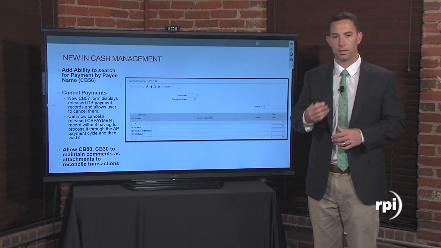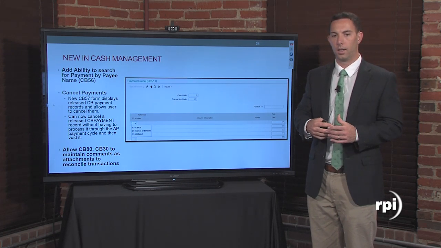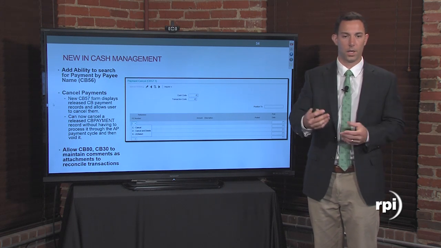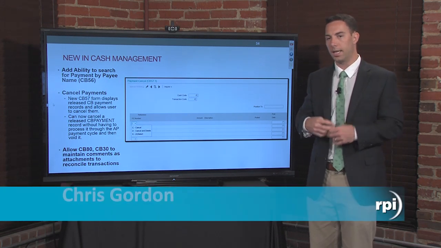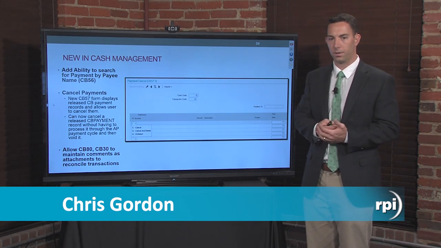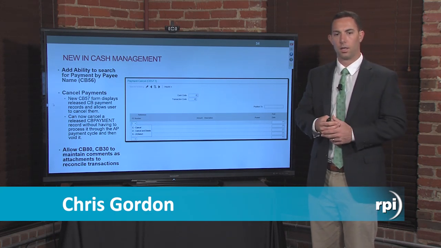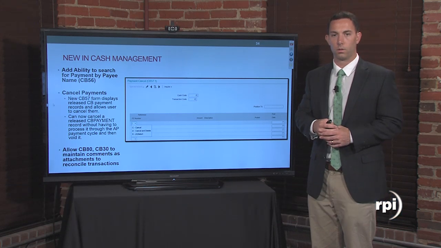And last but not least, CB80 and CB30 allows you to maintain comments if you're reconciling transactions and you need to add some more verbiage around why you're reconciling that, or if there's a difference or something like that. You can add comments to those records.